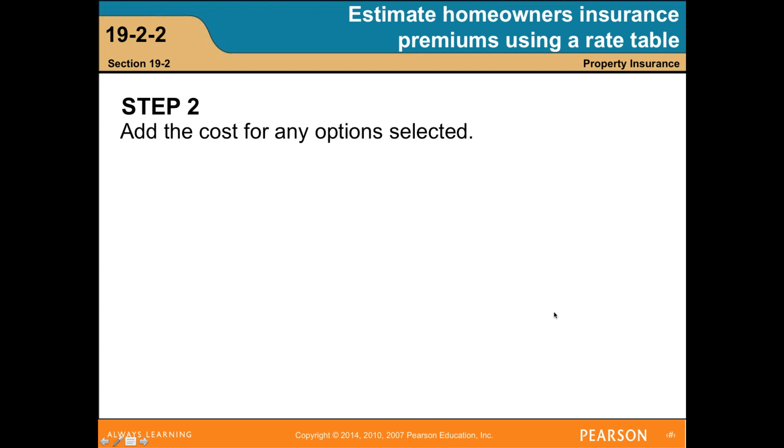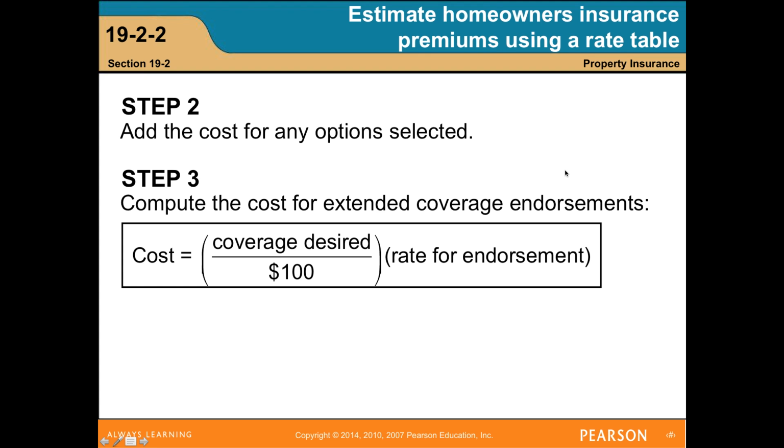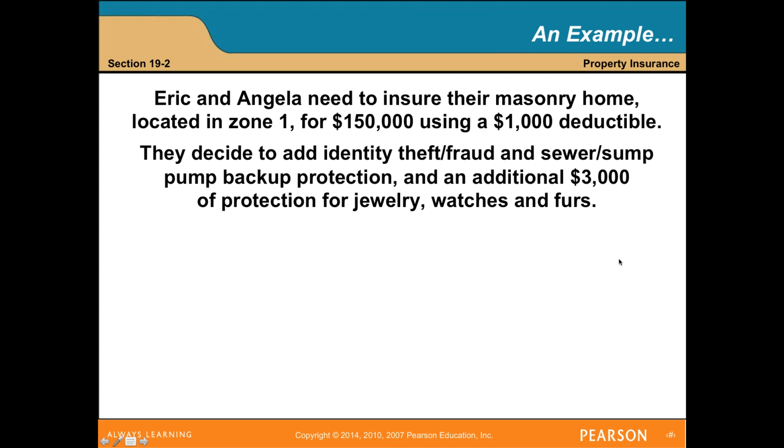The second step is to add the cost for any option selected. The third step is to compute the cost for extended coverage endorsement. So the cost equals the coverage desired divided over 100 times the rate for the endorsements. And the fourth step is to add the premiums from step 1 to 3.